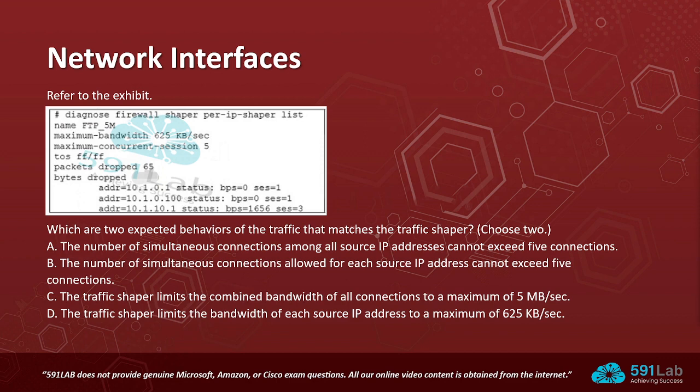There we have a question about network interface. We have a picture, and the question says, which are two expected behaviors of the traffic that matches the traffic shaper. We have to choose two answers. And the picture there is about the shaper that is configured on the firewall. That is the name of the shaper. We have a parameter that is the maximum bandwidth, and it is this one, and we have a maximum concurrent session.